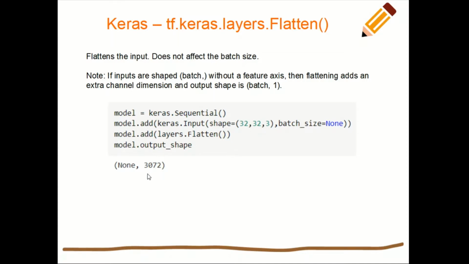If we check the shape, it is 32 into 32 into 3, that is 3072, and the None specifies that we do not know the size of the batch, and the size of the batch has been defined as None in this particular case. So flatten will allow you to convert a specific shape into a one-dimensional vector, which can be further connected to the dense layer.